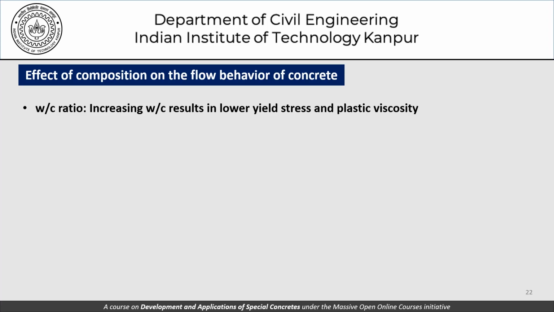So what are the factors that affect the flow behavior of concrete? One of them is very obvious, the water-cement ratio. Increasing the water-cement ratio results in a lower yield stress and plastic viscosity. Increasing the water-cement ratio means increasing the water. In the case of rheological studies, this would basically boil down to increasing the volume of water to the volume of powder ratio. In concrete terms, it's the water-cement ratio. If we increase this, we are increasing the water volume in the system. That results in a lower yield stress and plastic viscosity.